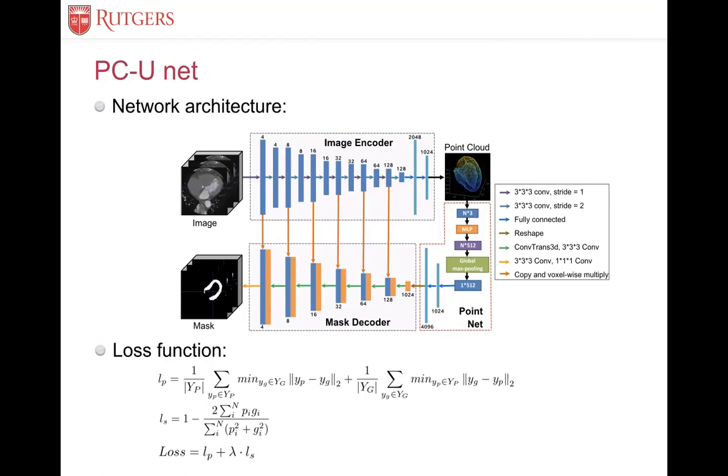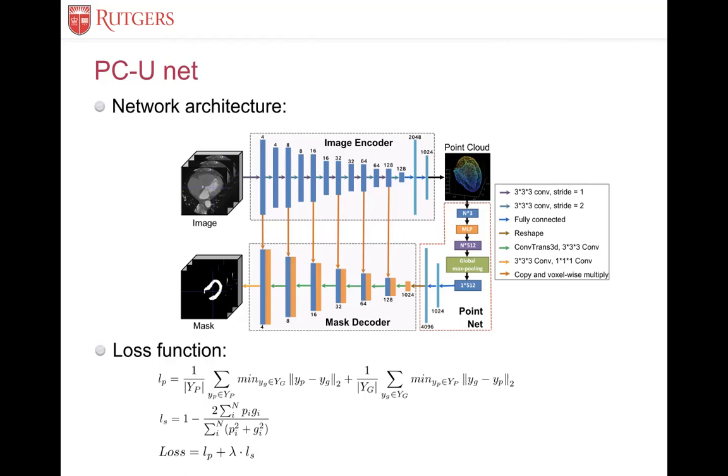Our PC-UNet model is somewhat similar to the UNet model. The difference is that we let the output of the encoder be the point cloud. This point cloud can provide an explicit shape prior for the segmentation task. So, with such a shape prior, we can expect more accurate segmentation masks.